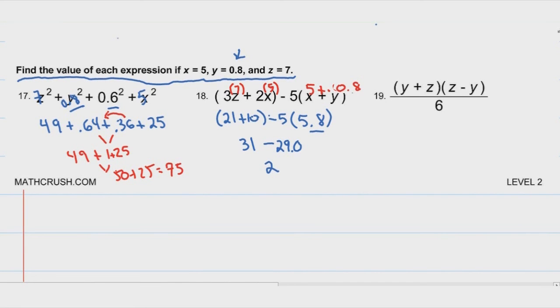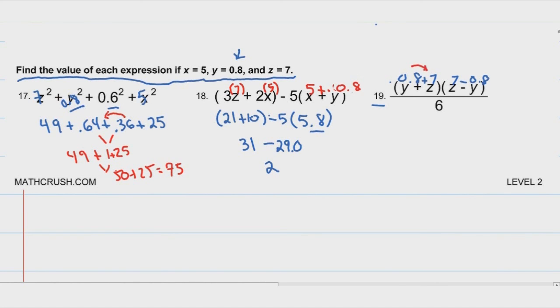Final problem. Woohoo! We're almost done. Problem 19. Now this one was a little tricky because we had a division bar going across, which basically is kind of like parentheses. It kind of stops us a bit, especially when we got addition in here. So let's put in the numbers and then go from there. We got y equals 0.8. We got z equals 7, and there's a plus sign there. We have z equals 7 minus y, which is 0.8. And then we're dividing it all by 6.